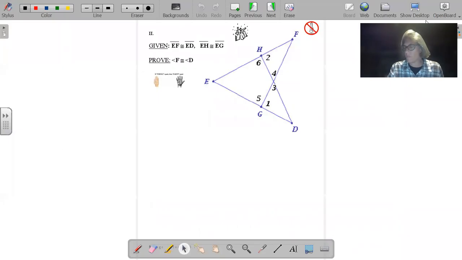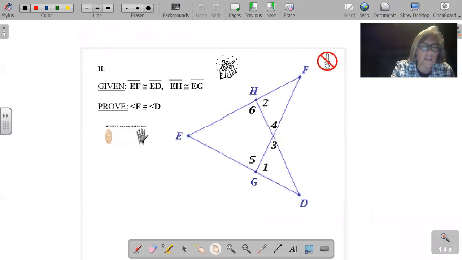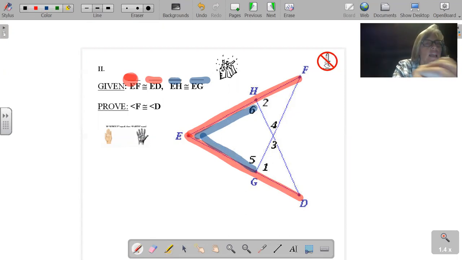All right, taking a look at this problem. I'm going to kind of do this with you, and keep in mind this is going to help you engage others. So we have here in the original diagram that EF and ED are congruent. EF and ED are congruent. And we're also told that EH and EG are congruent. EH and EG. And we're trying to get these angles equal. F congruent to D.